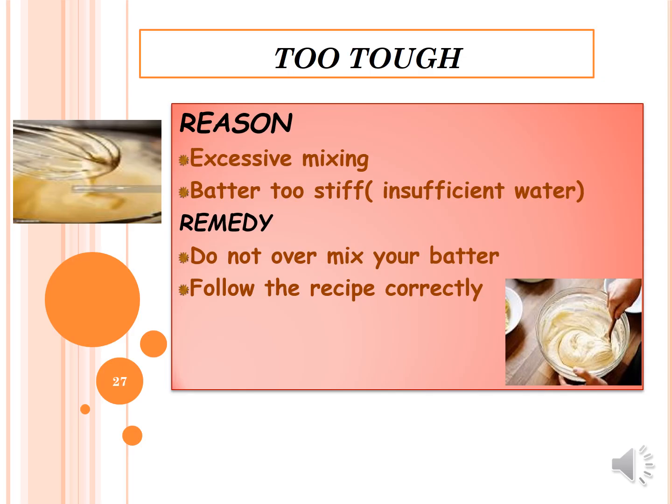Many times people say that their cake has not risen very well, it has a very small volume and its crumb is very tough. This can be because of excessive mixing, or the batter being very stiff and not of pouring consistency, or an insufficient amount of water or other liquid in the batter. Therefore, never overmix the batter and follow the recipe correctly. Proper amount of water or liquid should be used so that it is of the proper dropping consistency and it will prevent this.